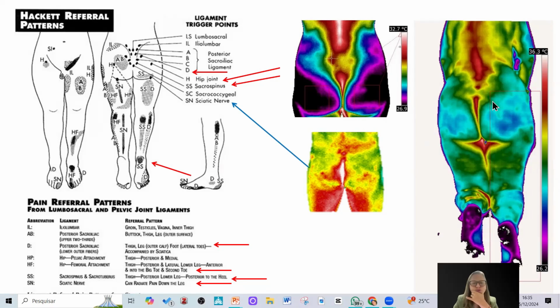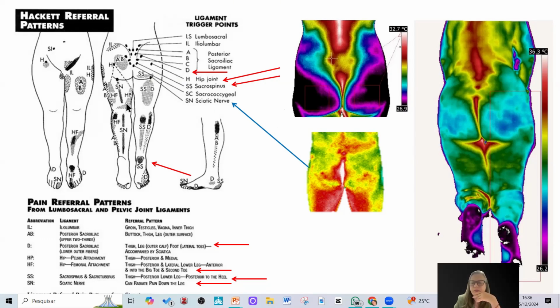The calf, and it looks more cold. But it's interesting that you have these maps as reference to understand that the structures here would give referred pain to the thigh, the calf, the legs. So when you find something cold, isolated, you must have these maps to look for the source of pain.